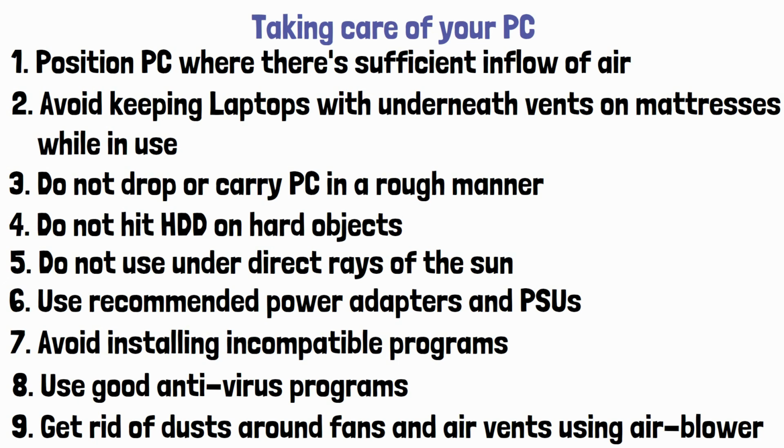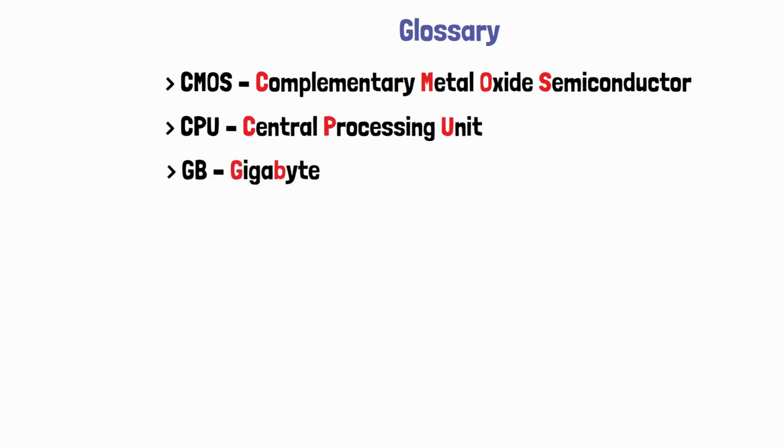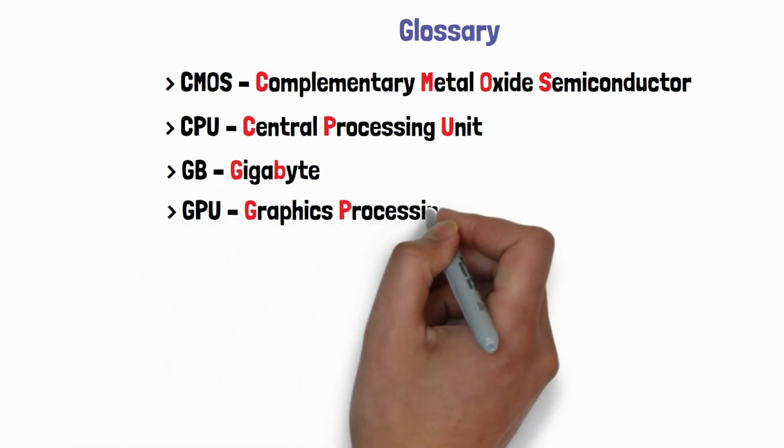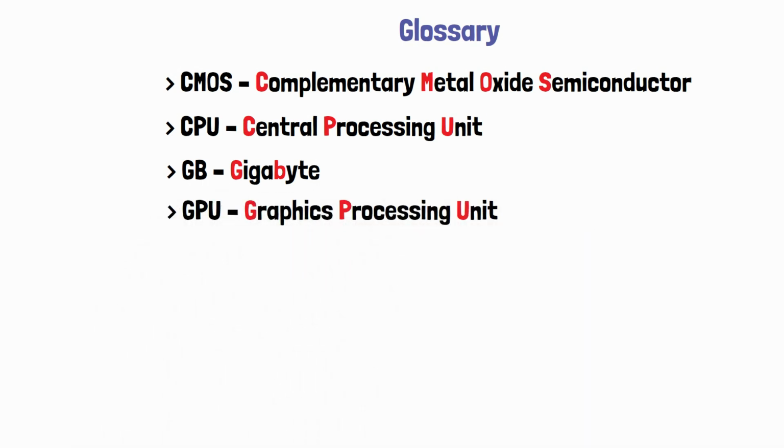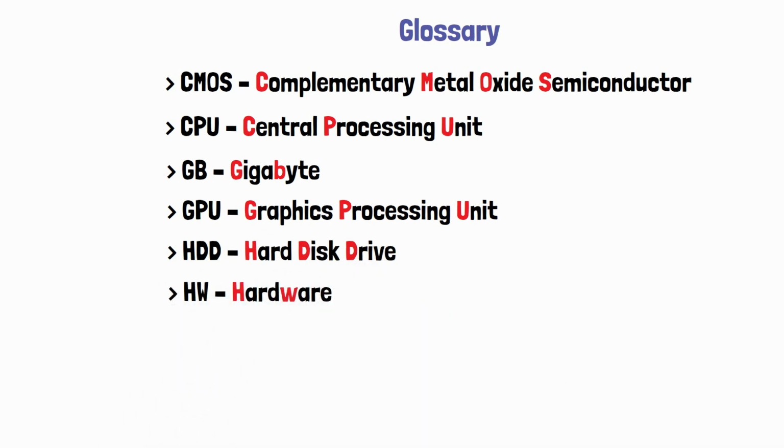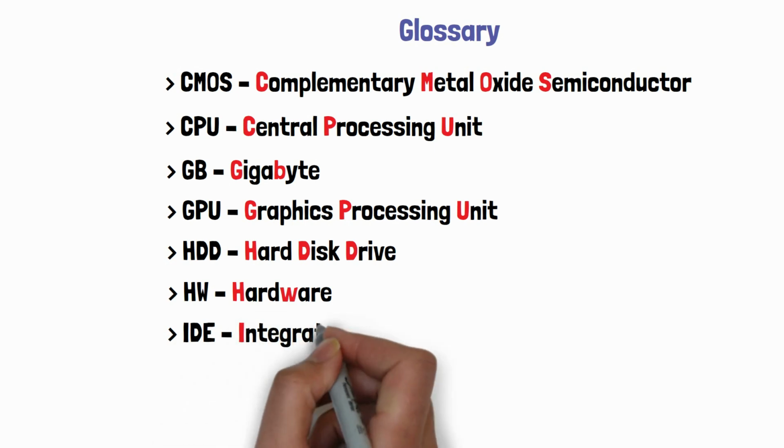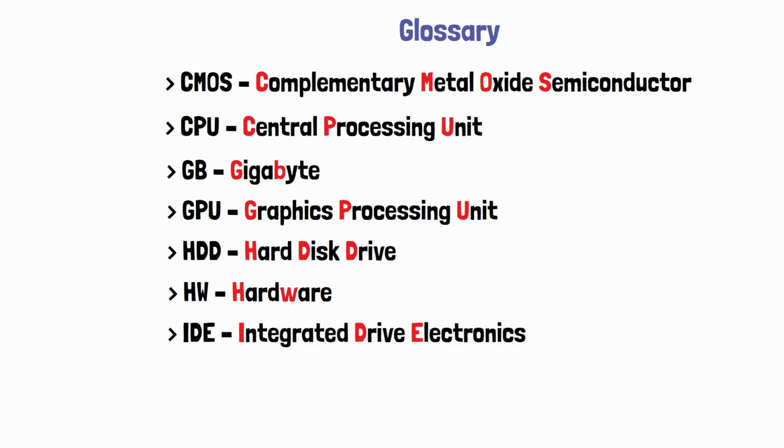Alright, it's glossary time. CMOS, complementary metal oxide semiconductor. CPU, central processing unit. GB, gigabyte. GPU, graphics processing unit. HDD, hard disk drive. HW, hardware. IDE, integrated drive electronics. KB, kilobyte. MB, megabyte.